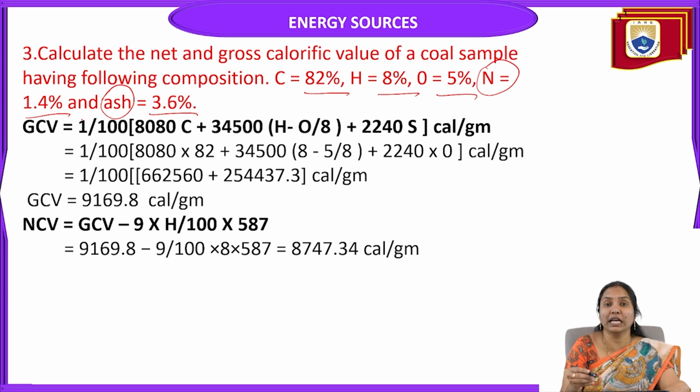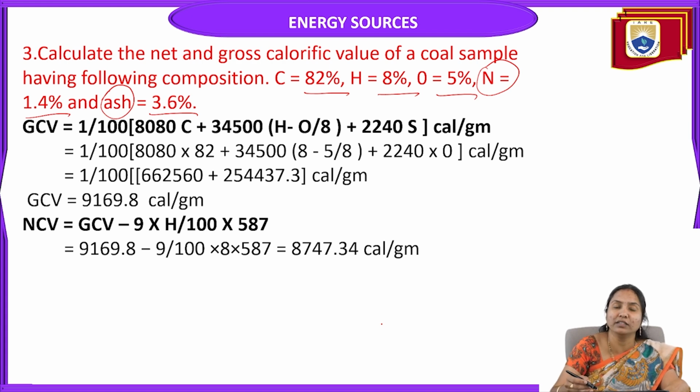If nitrogen and ash are present in a fuel, they don't have any calorific value, which means these are undesirable. If nitrogen is present in the fuel, it reduces the calorific value. In the same way, if ash is present in the fuel, it is produced during the burning process. If this percentage increases, it reduces the calorific value. So ash is also undesirable. We cannot consider them here. These two are undesirable.